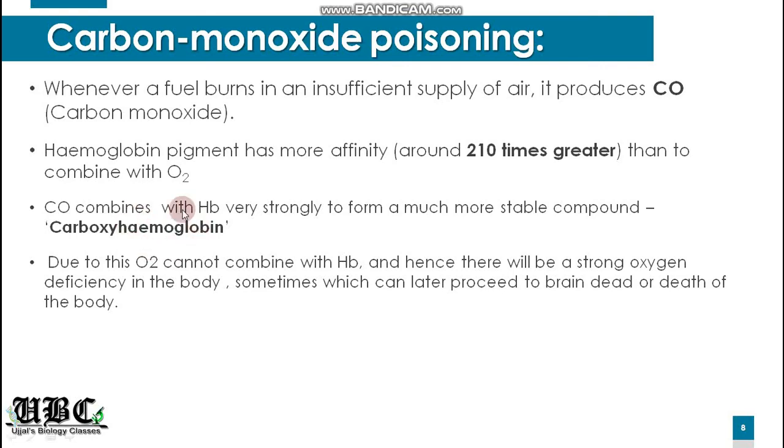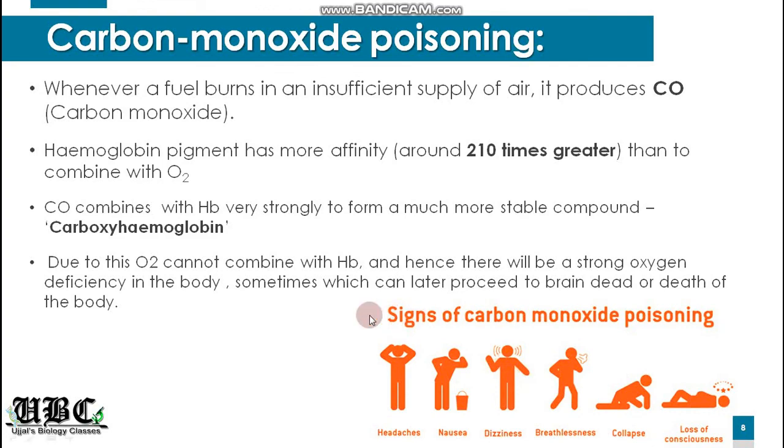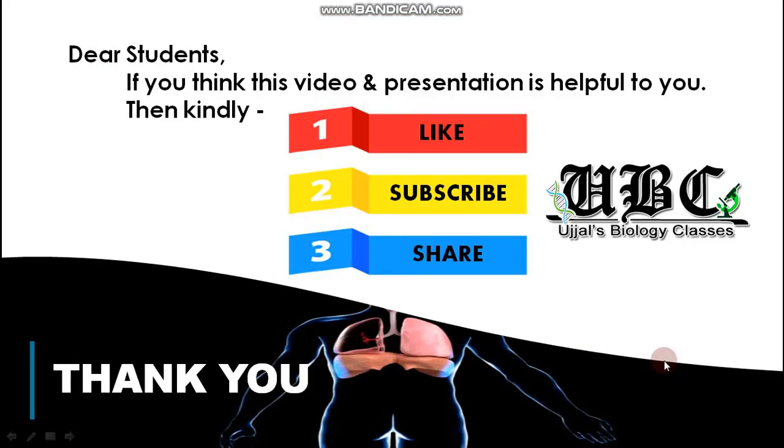And due to the formation of carboxyhemoglobin, the entire blood will be carrying CO and not O2. So these are the signs of carbon monoxide poisoning. You will first get headaches, then nausea, a slight dizziness, shortness of breath or breathlessness, and finally collapse and unconsciousness.